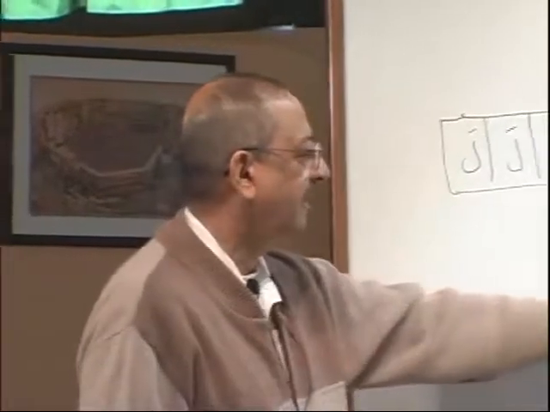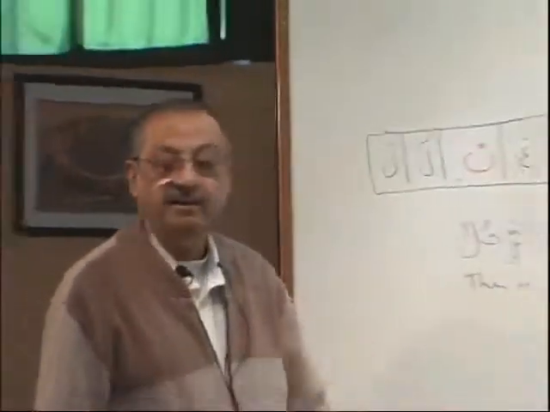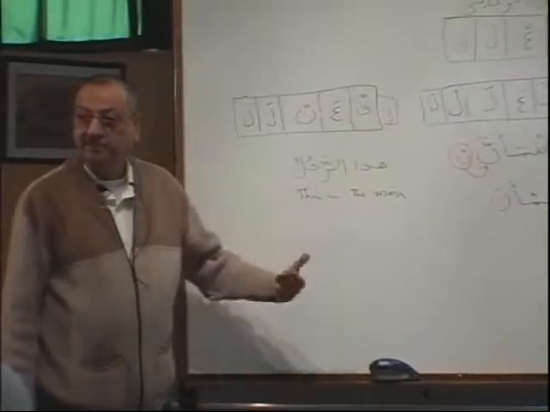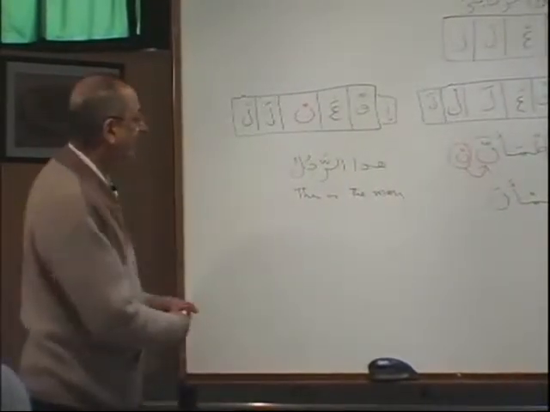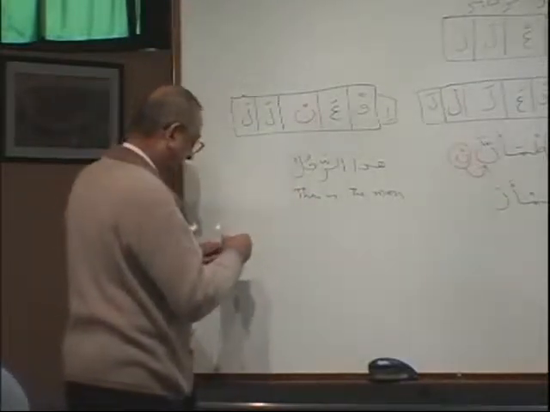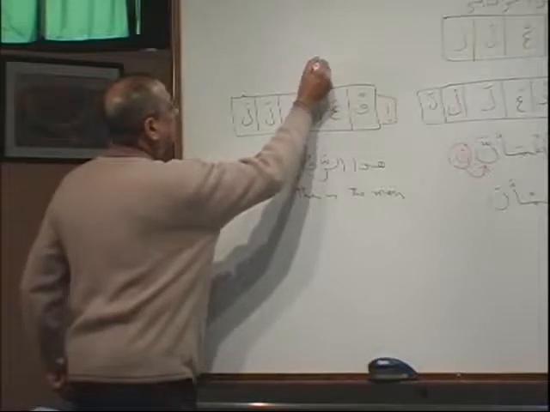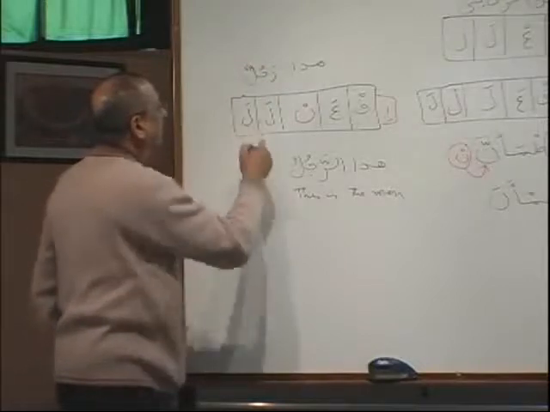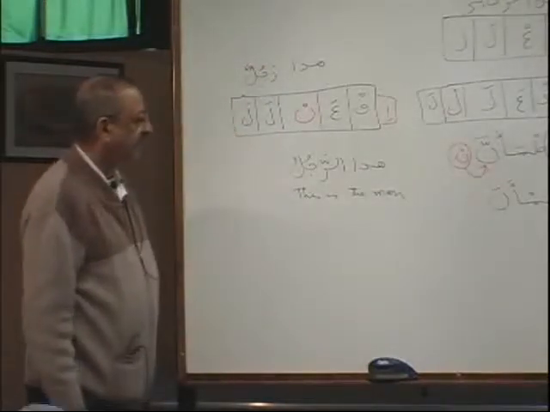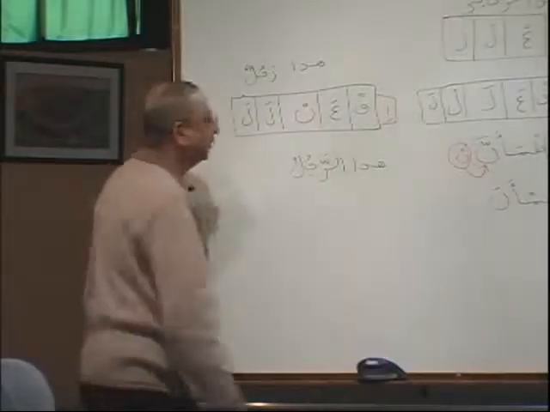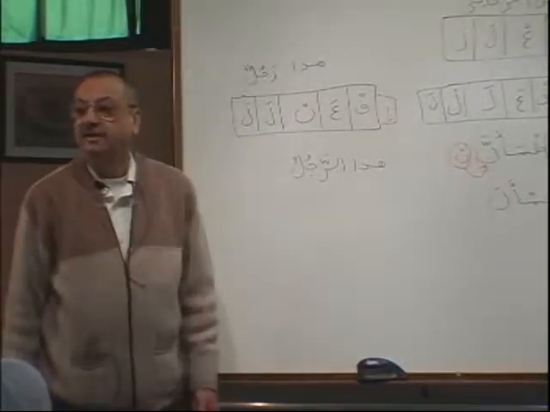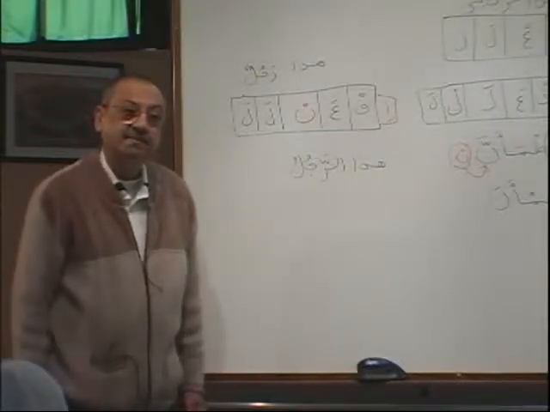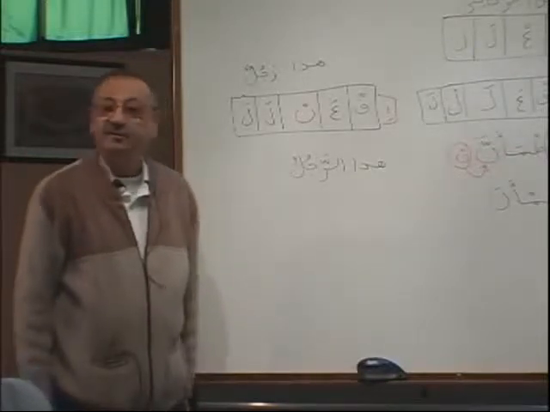Okay, brothers and sisters. Hada rajulu, this is the man. Where is mubtada? Hada. Where is khabar? Rajulu. In this case, the khabar is definite. Normally, the khabar would be haza rajulun. Mubtada khabar. Okay, brothers and sisters. But if I do not write the meaning, you may translate this as this man. Huh? You can translate both ways. This is the man or this man.